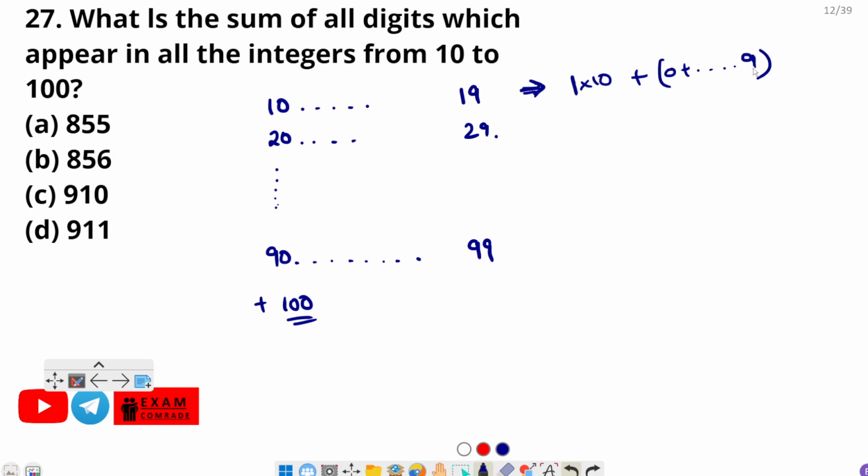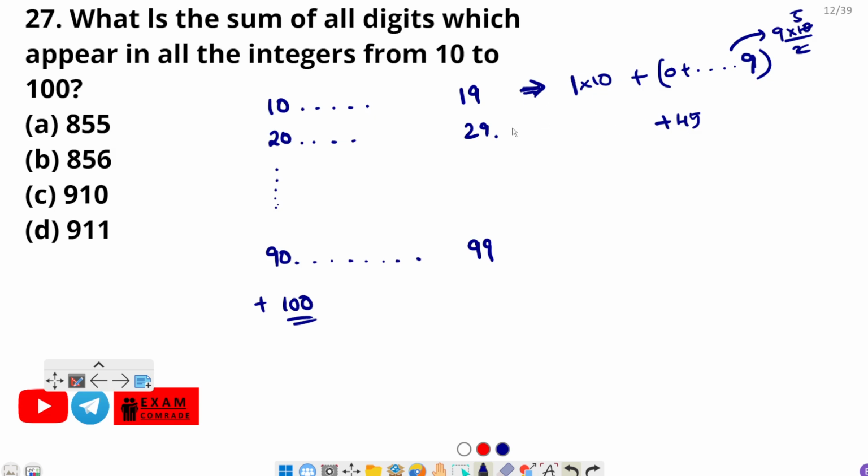So this is 9 into 10 by 2. Sum of n natural numbers is n into n plus 1 by 2. So we can write 0 to 9 as 9 into 10 by 2. That is 45.